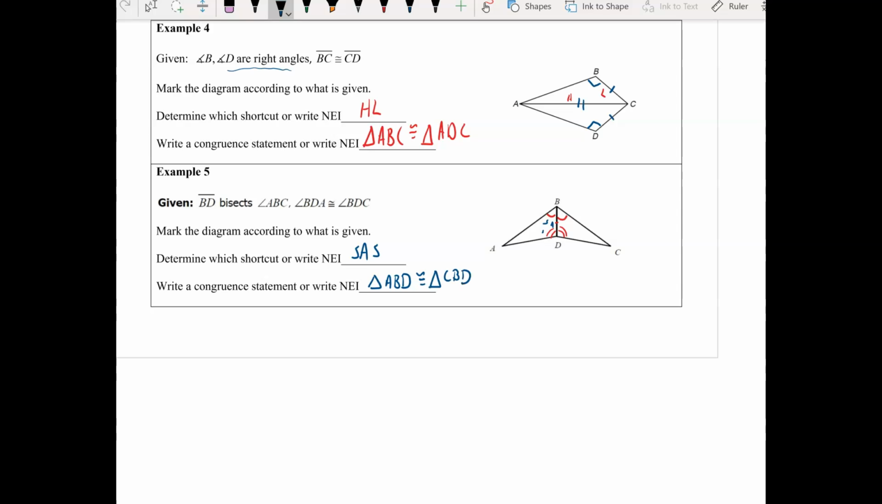Okay, I hope you found this helpful. You now know all of the different ways to determine that triangles are congruent.